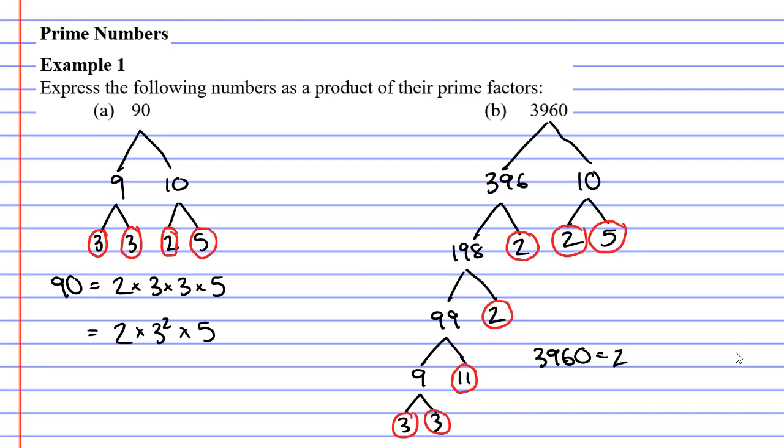It's got 3 2's, 2 times 2 times 2. It's got 2 3's. It's got a 5. And it's got an 11. And we like to write them using indices. So because we've got 3 2's, we write 2 to the power of 3. We have 2 3's, so 3 to the power of 2, 1 5, and 1 11.